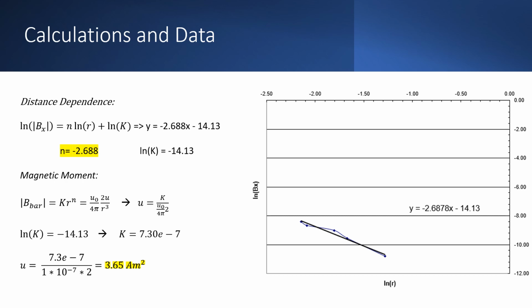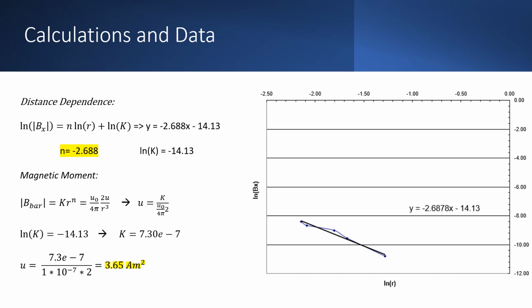The natural log of the absolute value of Bx is equal to n times the natural log of r plus the natural log of k, which is going to be the same thing as y equals -2.688x minus 14.13. This means we know that n is equal to -2.688, which is our distance dependence. We also know the natural log of k is equal to -14.13.